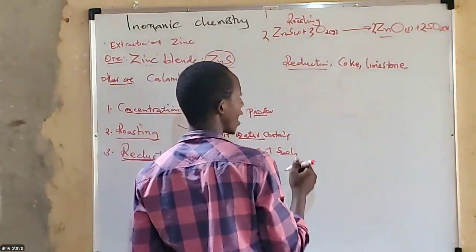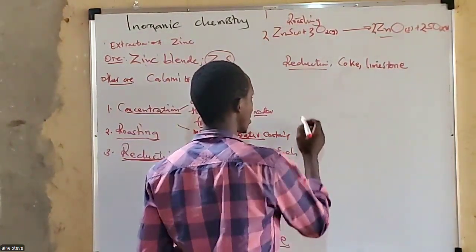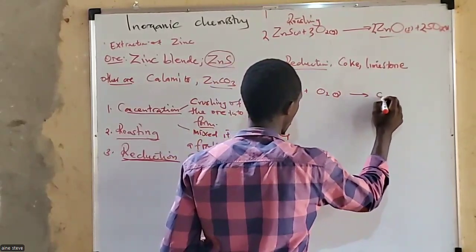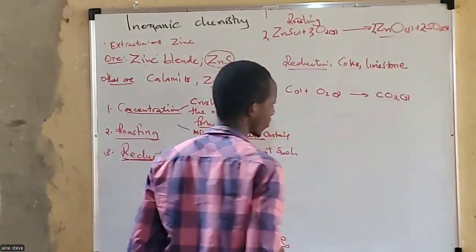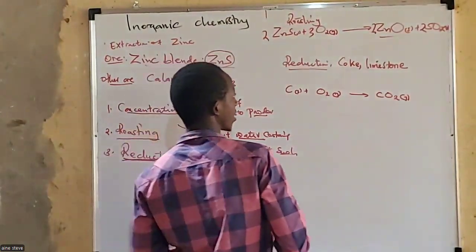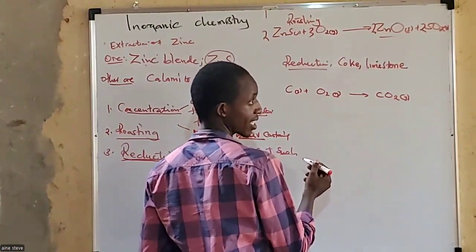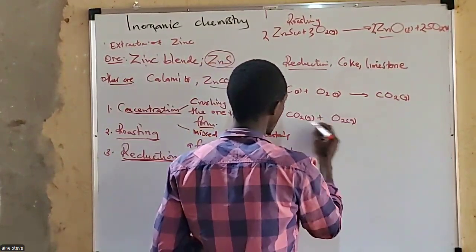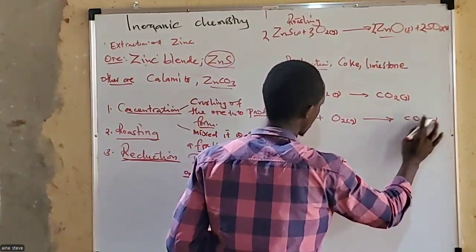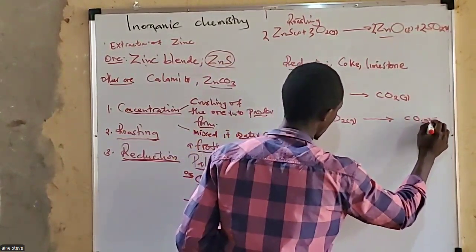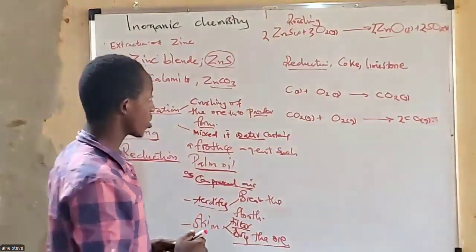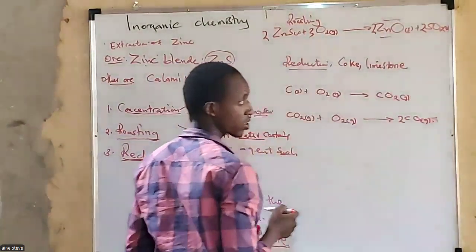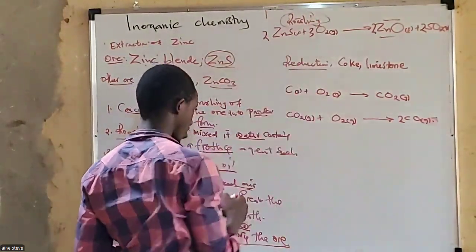So what happens is that hot air from the bottom of the furnace reacts with coke to give us carbon dioxide gas. Now the carbon dioxide gas that is formed reacts with excess coke to give us carbon monoxide gas. Now, why are we getting carbon monoxide? This is a strong reducing agent. It's going to reduce the zinc oxide from the roasting stage.